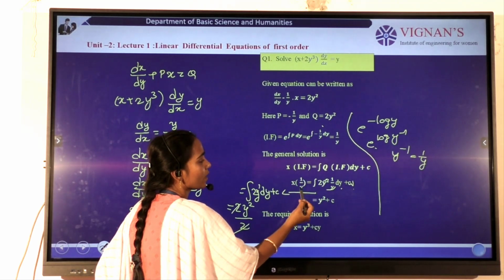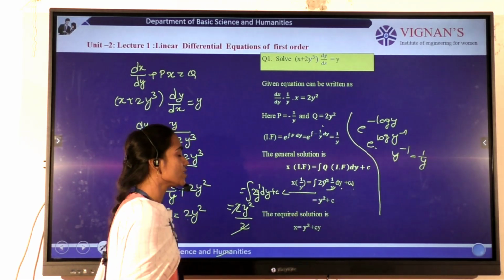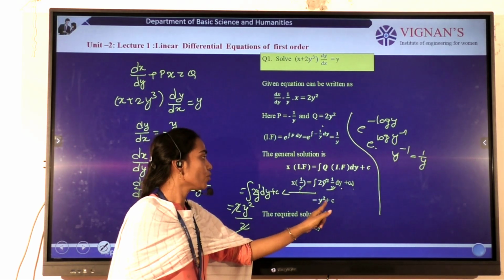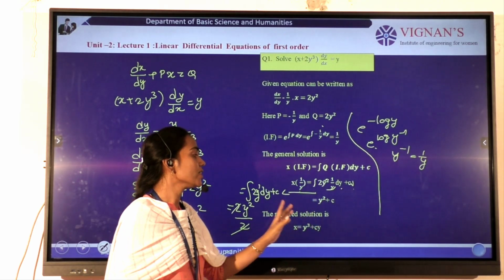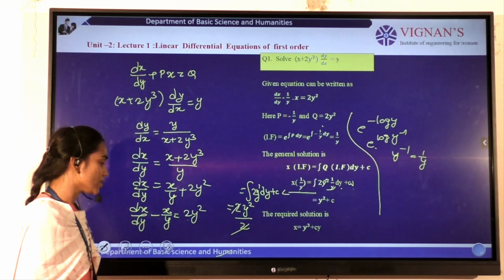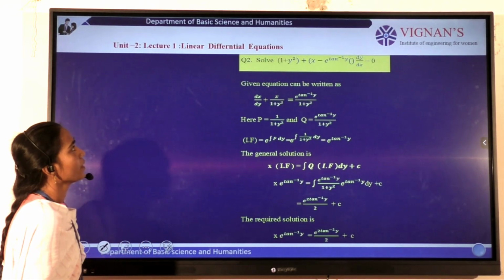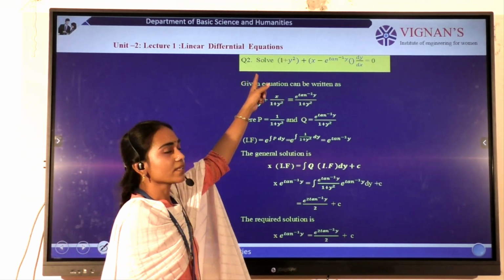So x into 1 by y is equal to y square plus c. Then x becomes, when multiplying with y, y into y square, y cube, plus c into y, cy. So this is our first example. Next, let us go into the next example.